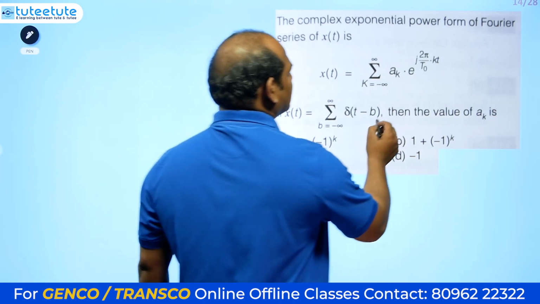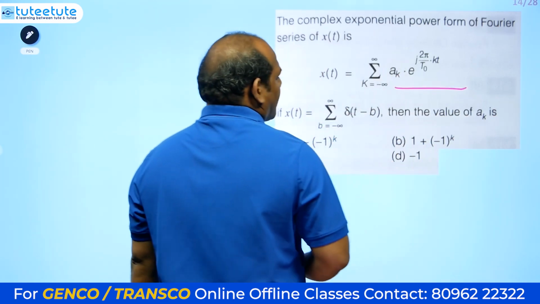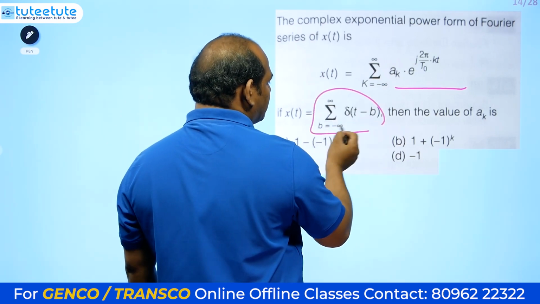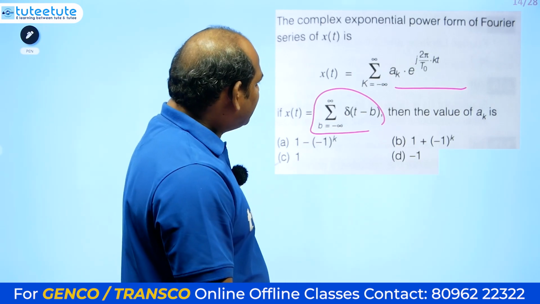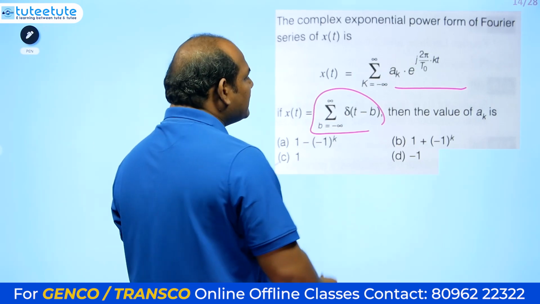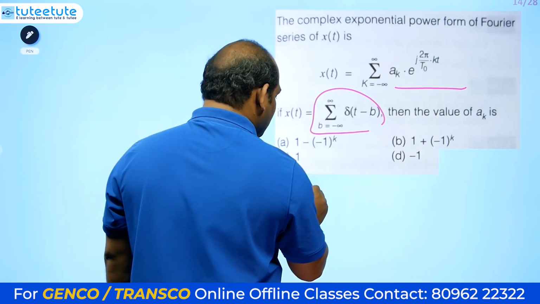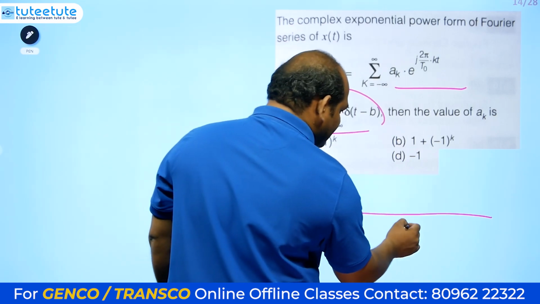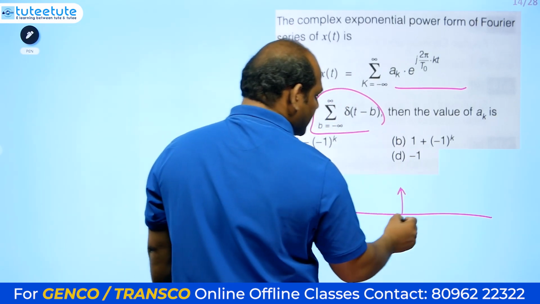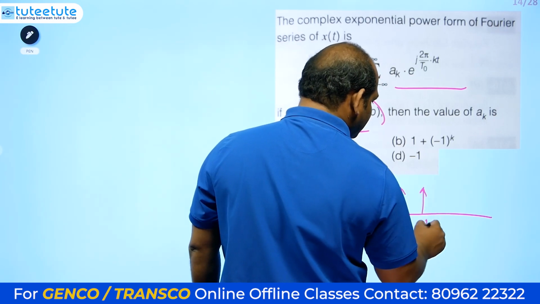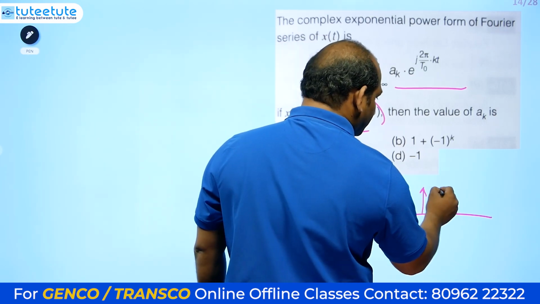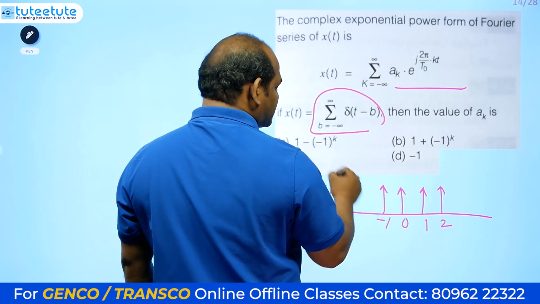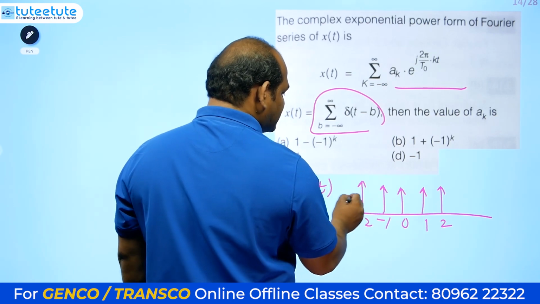Okay, they have taken this complex Fourier series. If x of t is equal to, they have given, the sum from b equal to minus infinity to plus infinity of del of t minus b. It looks like an impulse train, because if you draw that x of t signal, b equal to 0 gives del of t, b equal to 1 gives del of t minus 1, that means shifted by 1 second, b equal to 2 shifted by 2 seconds, b equal to minus 1 shifted by minus 1 second, next shifted by minus 2 seconds. Like this it will go.